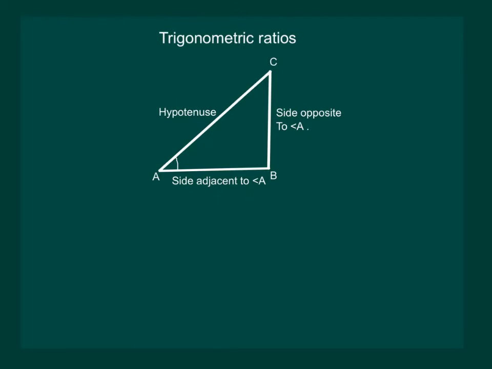Now suppose instead of considering angle A, we consider the other acute angle, that is angle C. Then we notice that the position of the sides changes. AB becomes the side opposite to angle C, while BC becomes side adjacent to angle C. Now we are in a position to define certain ratios involving the sides of a right triangle and call them trigonometric ratios.